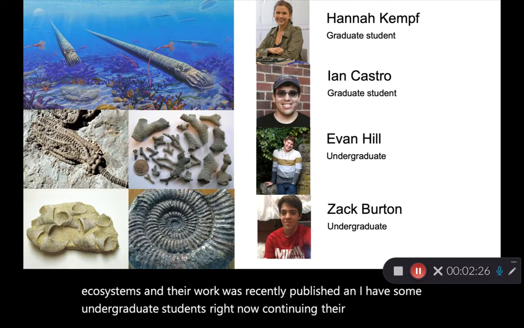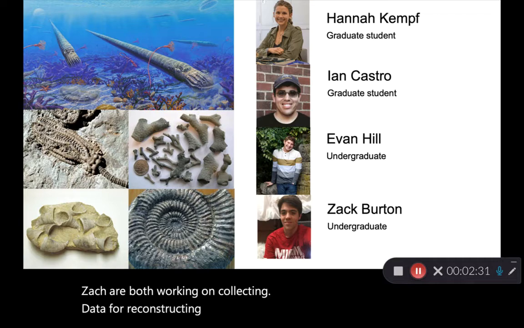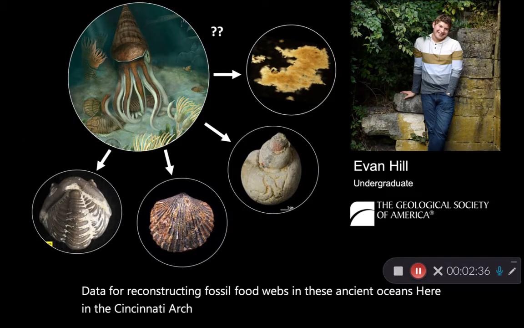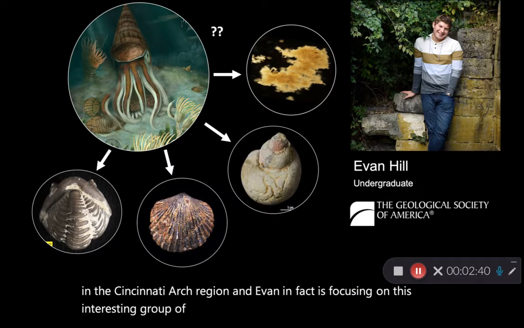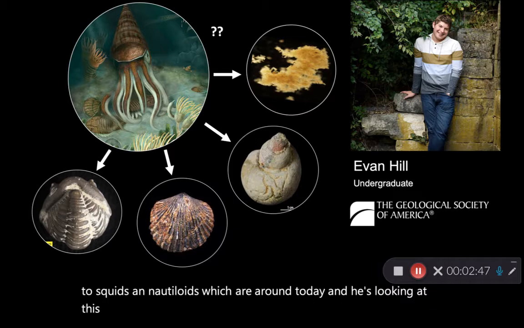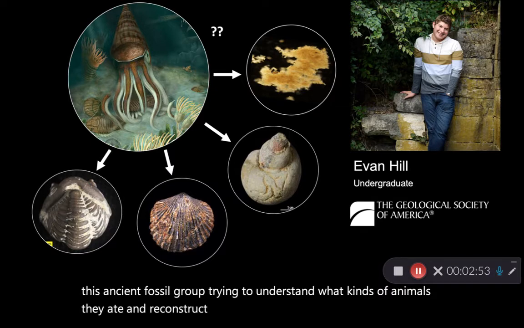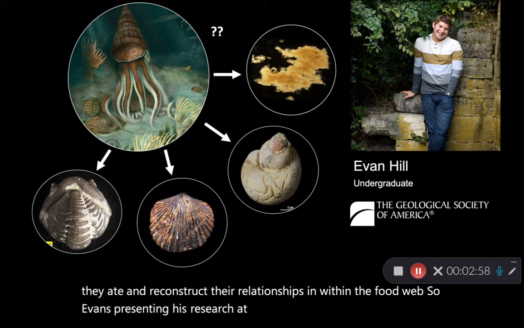Evan and Zach are both working on collecting data for reconstructing fossil food webs in these ancient oceans here in the Cincinnati Arch region. And Evan, in fact, is focusing on this interesting group of animals, cephalopods, which are closely related to squids and nautiloids, which are around today. And he's looking at this ancient fossil group, trying to understand what kinds of animals they ate and reconstruct their relationships within the food web. So Evan's presenting his research at a national conference coming up in the next few weeks.